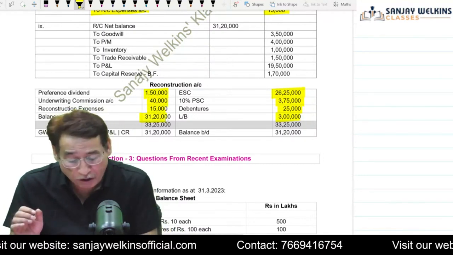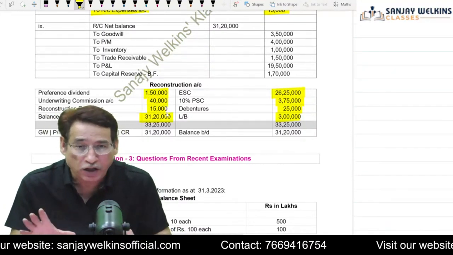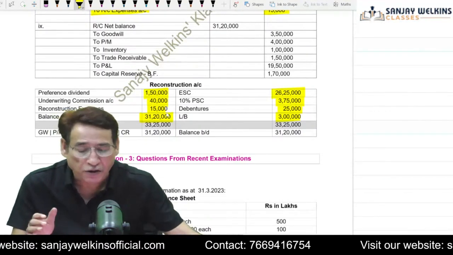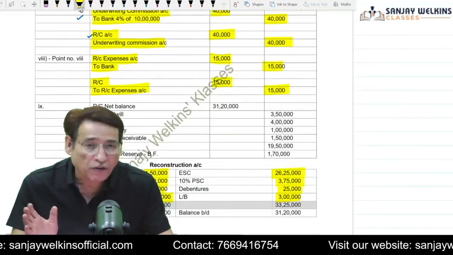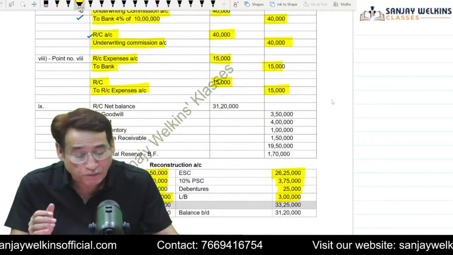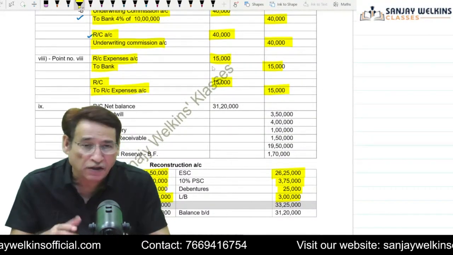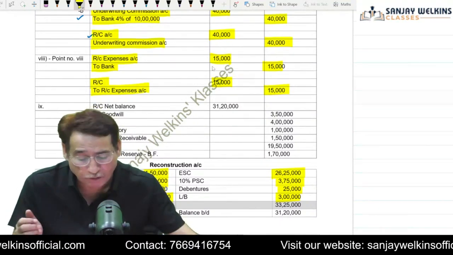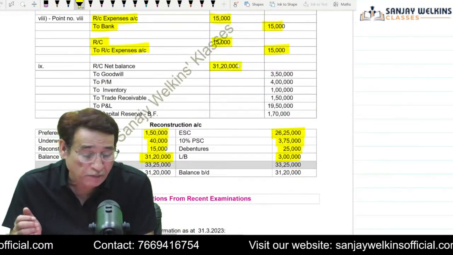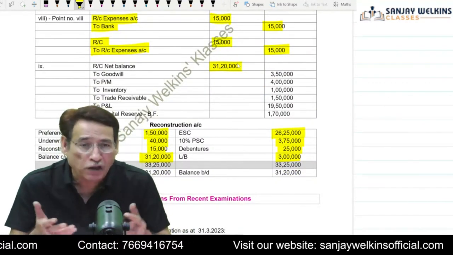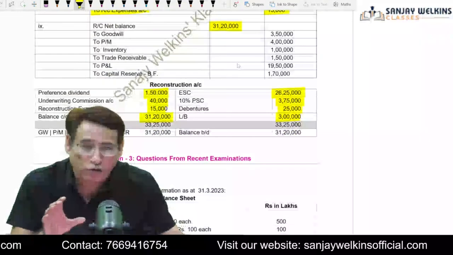So that means there will be a net balance of 31,20,000. In the entries, wherever reconstruction is getting credited, in my rough work I can simply add, and wherever it is getting debited, I will subtract it. So I will find that there is a net balance of 31,20,000. Now you will use this balance to write off various items.